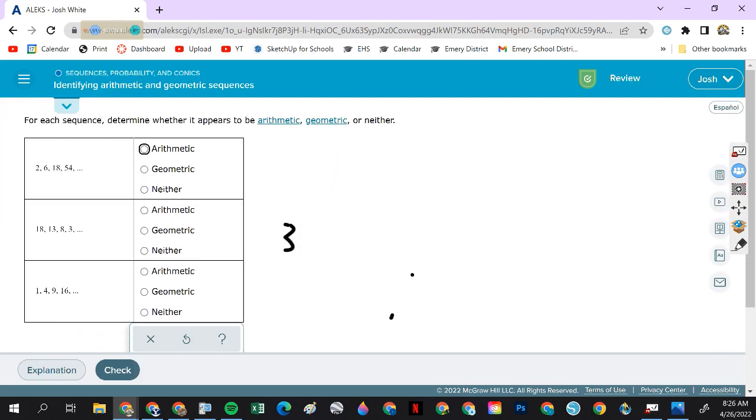So here you just have to decide arithmetic, geometric, or neither. So the first one, what pattern do you notice? Multiply by 3, so it's geometric. The next one, subtract 5, so it's arithmetic. And the next one, so it's plus 5, plus 3, plus 5, plus 7. That one is neither.